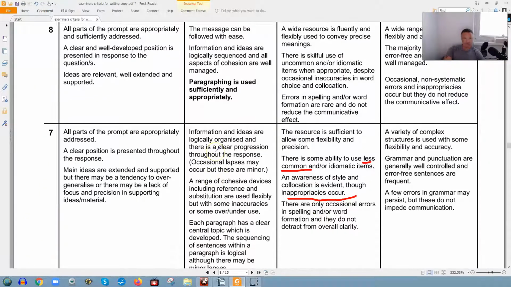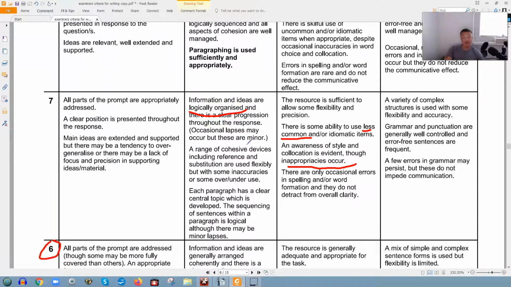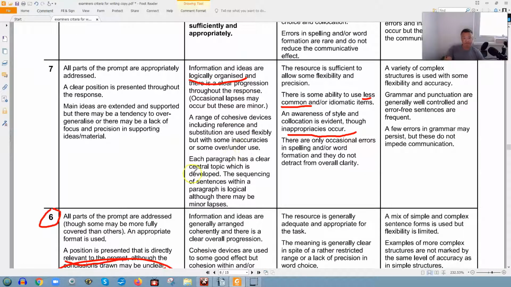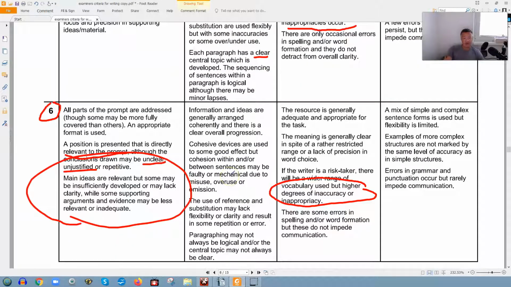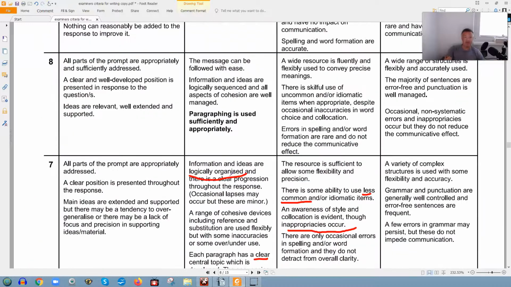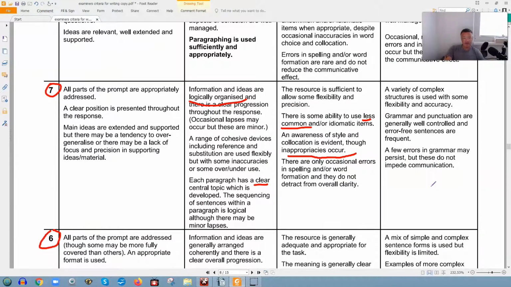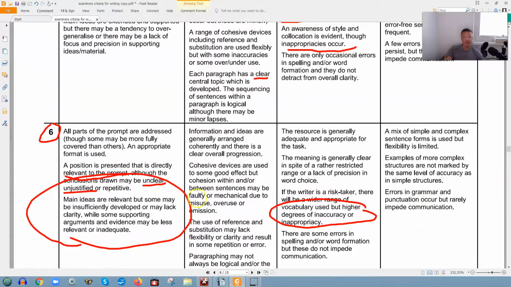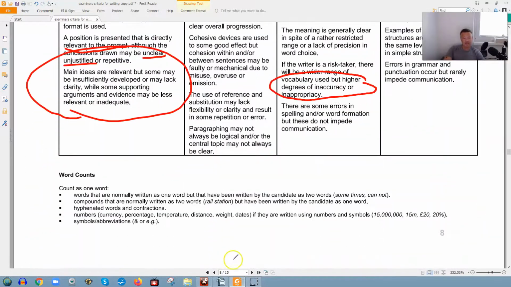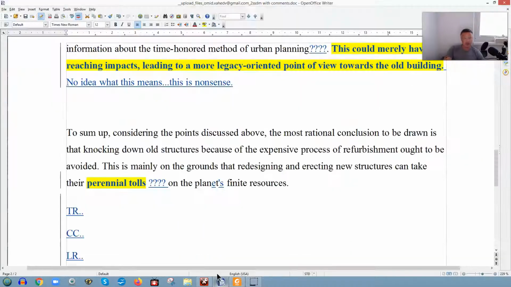Cohesion, let's have a look. Logical organization, well, kind of. Clear central topic, well, it's not clear. But okay, I give it 7 for that. It's not that bad. And the grammar and punctuation also is not too bad. So I would give it 6, 7, 6, and 7. So that's what I would do.